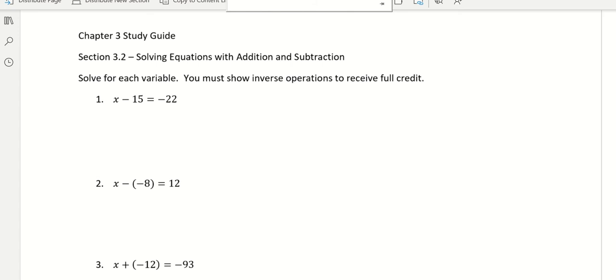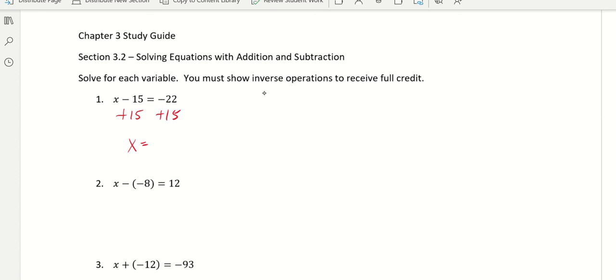Section 3.2, solving equations with addition and subtraction. Solve for each variable. You must show inverse operations to receive full credit. Here we have x minus 15 equals negative 22. What is the inverse of subtracting 22? I'm sorry, back up. The inverse of subtracting 15 is adding 15. So we add 15 to both sides. What is negative 15 plus 15? It's 0, right? So we're left with just x equals negative 22 plus 15.